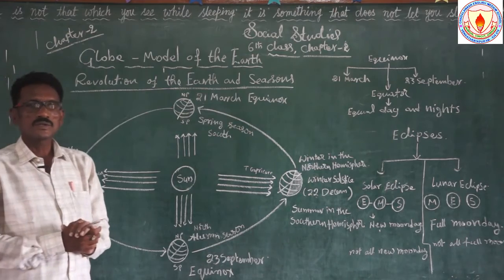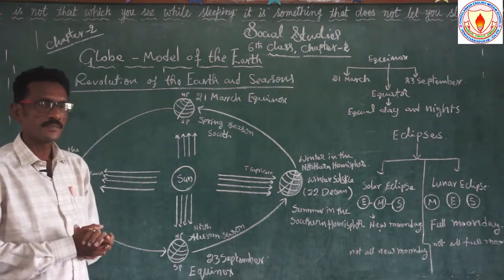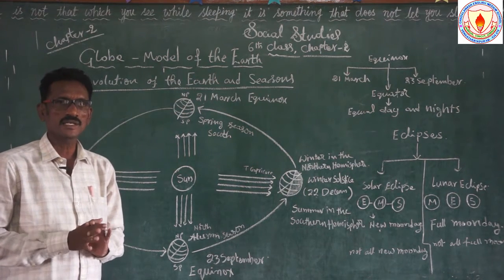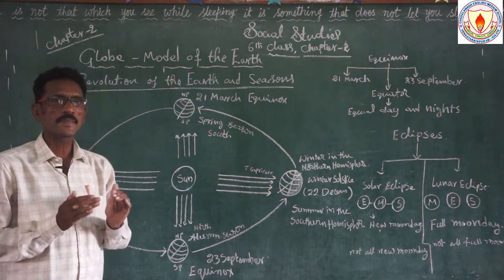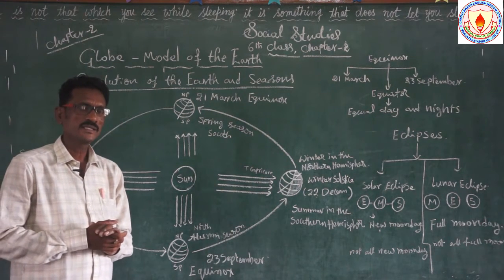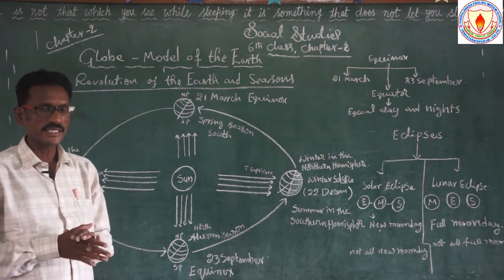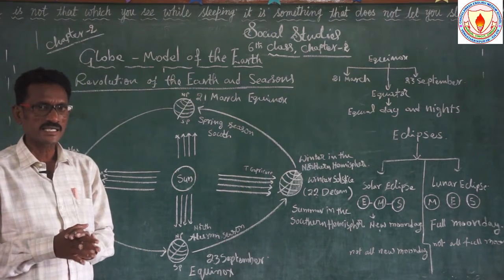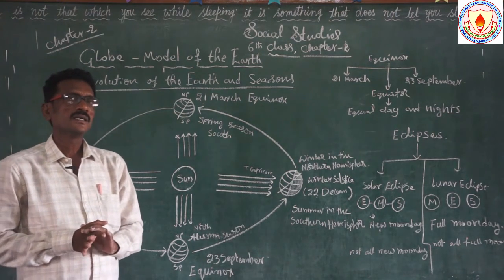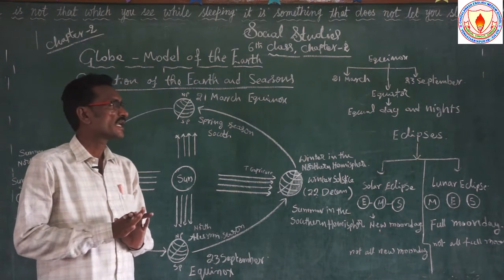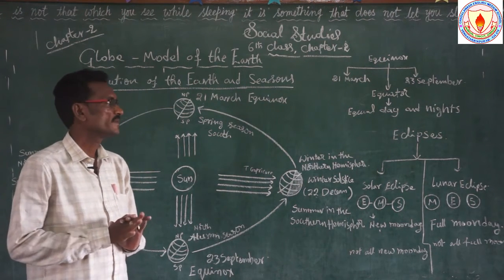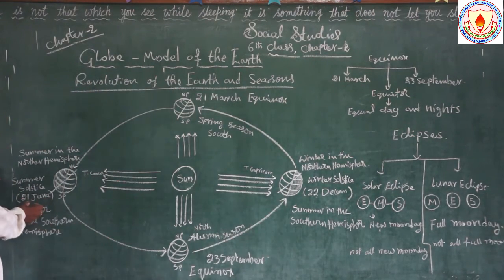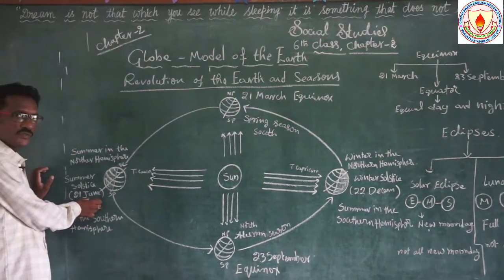See, I just want to ask some questions from this diagram. What is the importance of the equinox? Here, what is happening on the particular dates, March 21st and September 23rd? The equinox happens. That means in the world, day and night are equal. Okay. So next, June 21st, what is the importance of June 21st here?